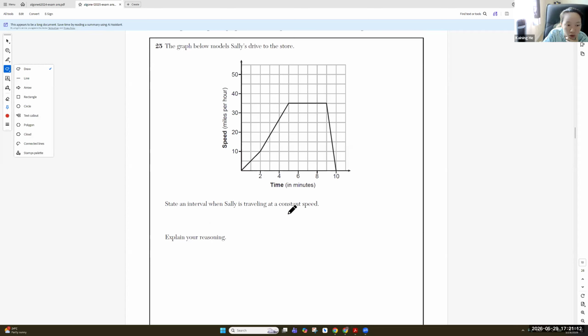We have seen this word and we know that it stands for just a number. But what does a constant speed stand for? Anytime we talk about a constant, that means it's going to be steady. The number's staying the same. So let's take a look.